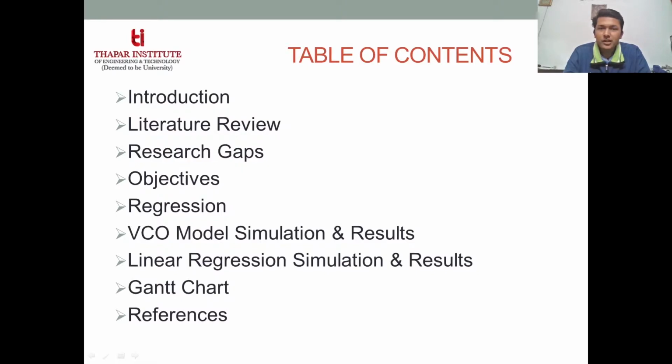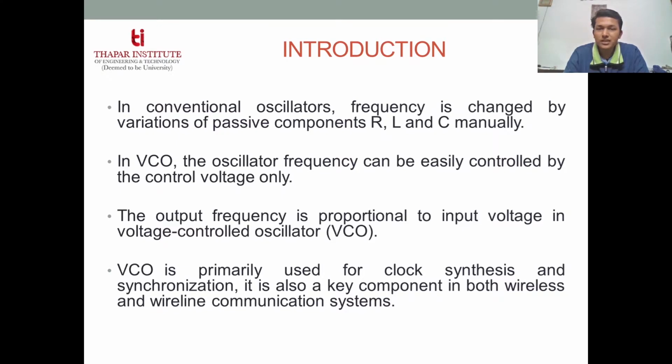So let's start with the table of contents, which includes a brief introduction, the literature review of some research papers and their findings, followed by the research gaps. After which we have the objectives of the project, a brief description of regression techniques, then the VCO model simulation, linear regression simulations and its results, followed by the Gantt chart, and then we have the references. So let's start with the introduction.